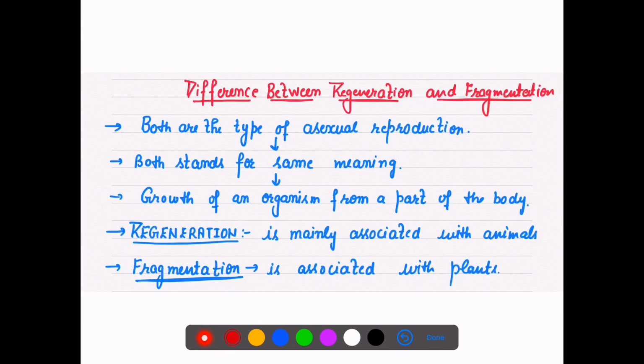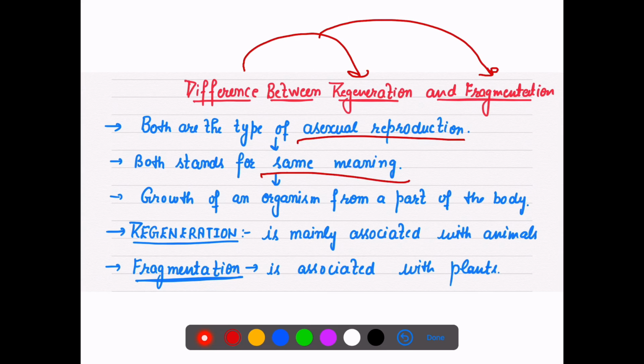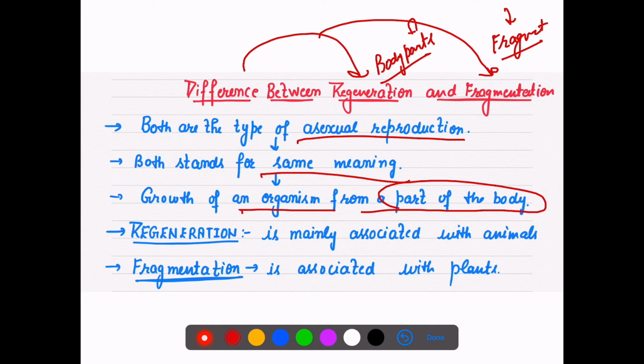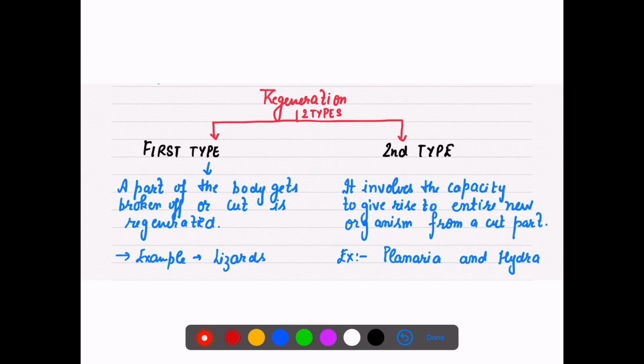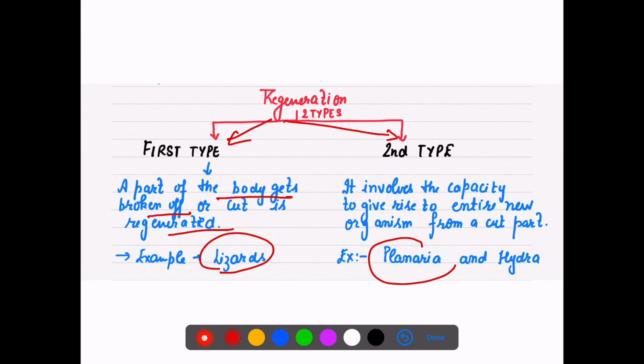So if I ask you the difference between regeneration and fragmentation, both are asexual methods. Both stand for usually the same meaning. In fragmentation, fragments are cut into pieces, and here body parts are cut into pieces. That is the best way to define it. So growth of an organism from a part of the body is called regeneration or fragmentation. Regeneration, I already told you, is associated with animals. Fragmentation with the plants. 2 types, best to understand, that a body part or cut can be regenerated in lizards. In planaria and hydra, it is a method of reproduction.